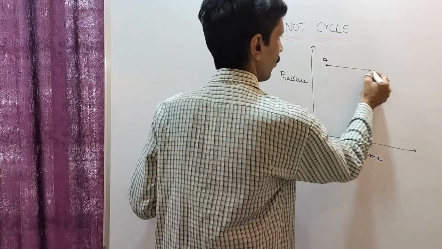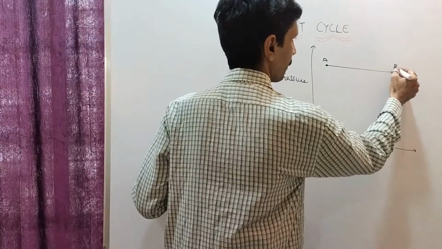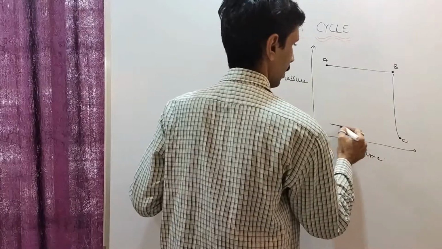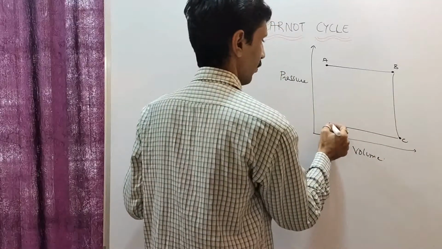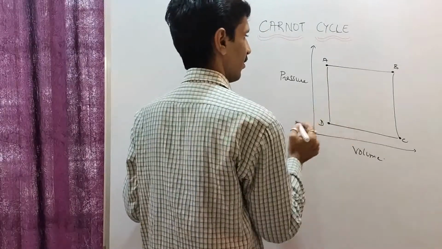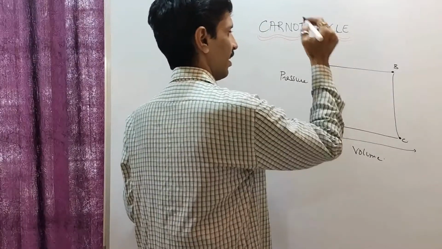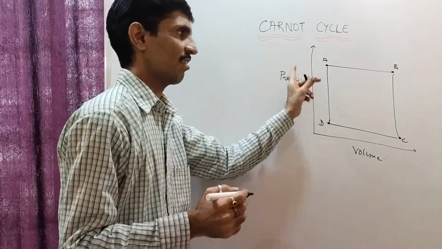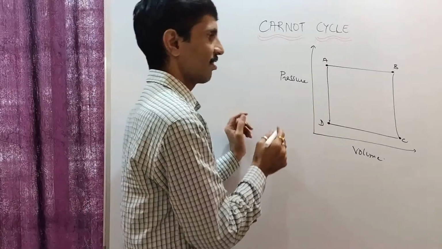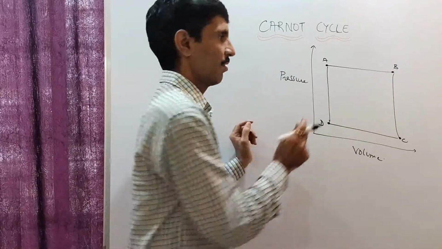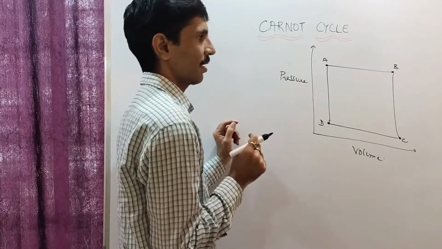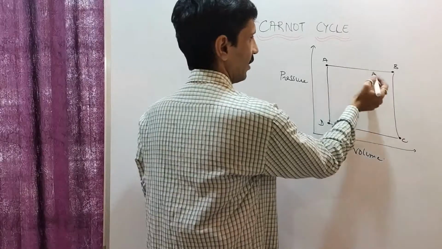So we go from A to B. Next thing is we go from B to C, then we go from C to D, and then the system returns to its original state, and that is A. So you can see this, it's like a cyclic process. You know what a cyclic process is? Okay? The initial state and the final state is same. We start from A and we end with A.